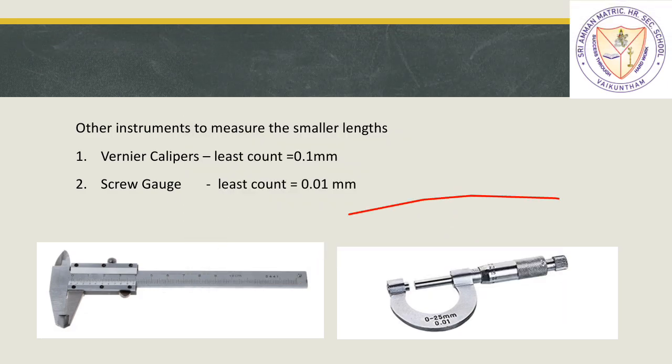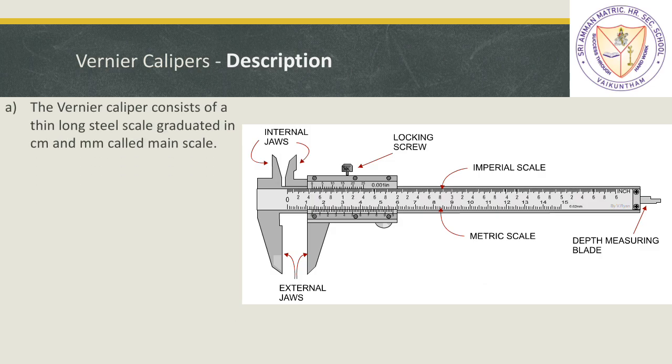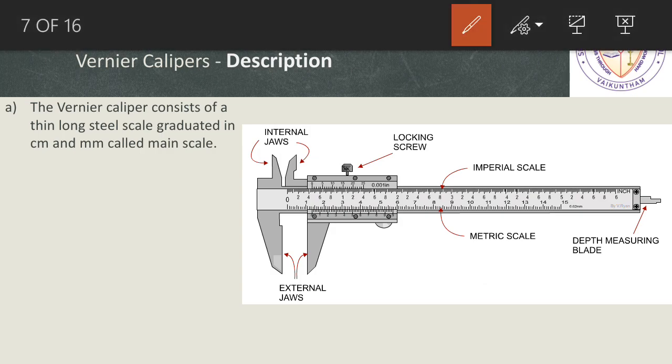Moving on. So what is vernier calipers? We are going to see in detail now. This is the figure of vernier calipers with proper labeling. The vernier calipers consist of a thin, long steel scale graduated in centimeter and millimeter called the main scale.